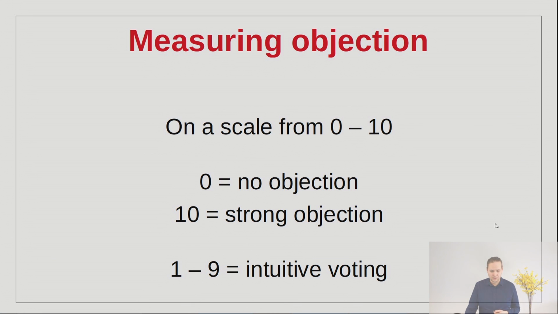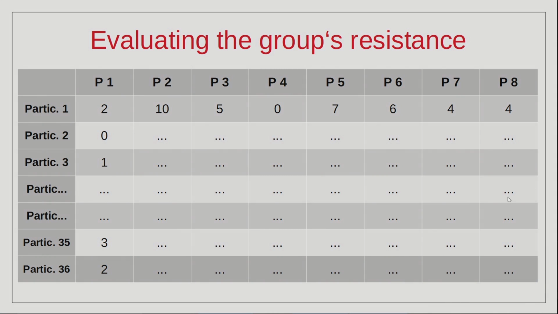Let's see how this works now. How do we evaluate the group's resistance? What do we see here? Here we see the different participants, 1, 2, up to 36, and here are the proposals, 1 to 7, and proposal number 8, the passive solution. Everything stays the way it is. Let's check out how participant 1 evaluated each proposal. So participant 1 and proposal 1, he or she gave 2 objection points. So this person is probably quite happy with the solution. There may be some little concerns he would like to talk about, but nothing major.